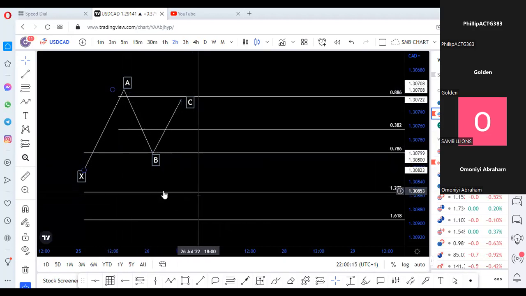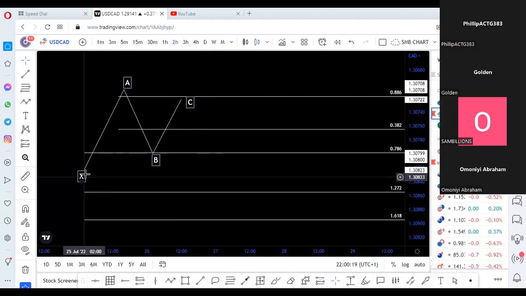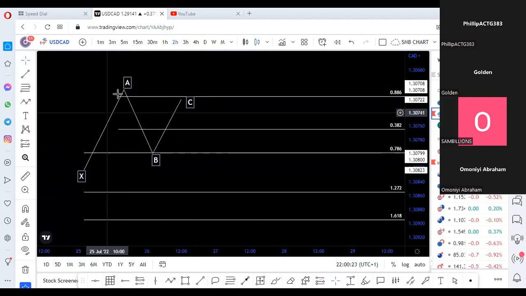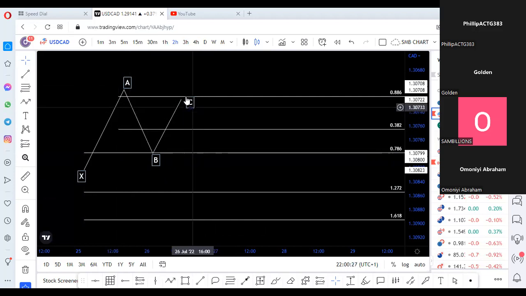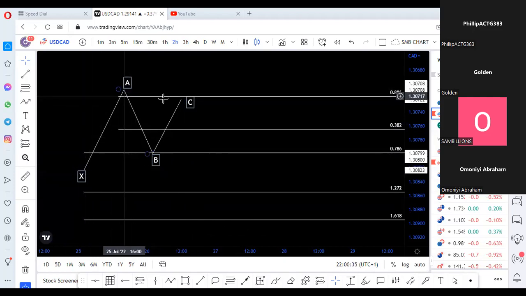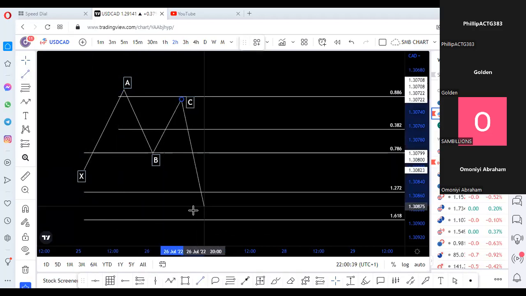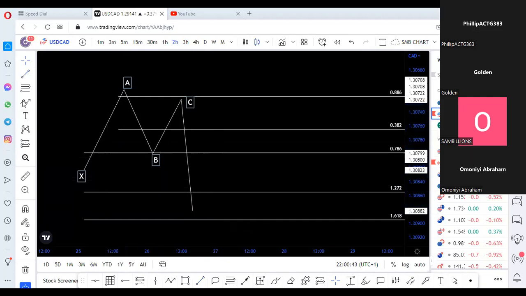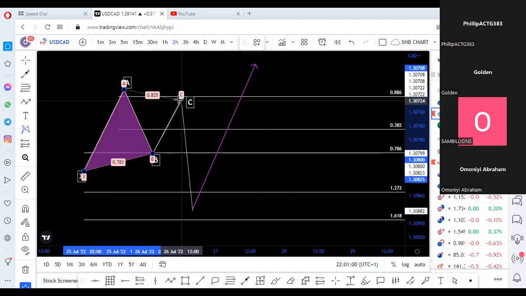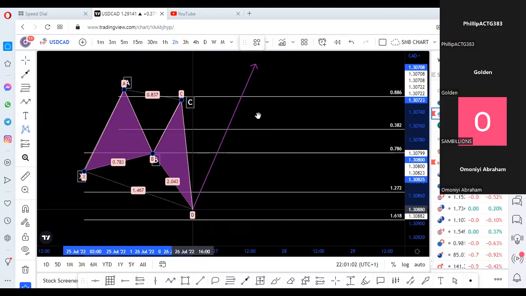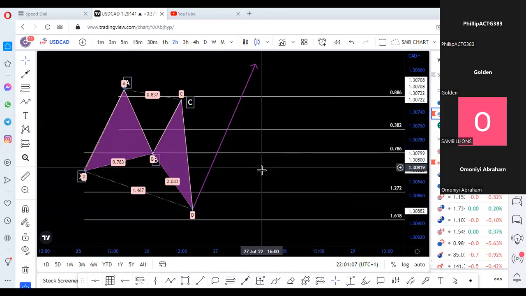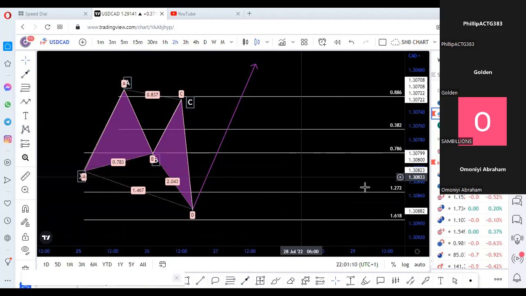Then to get the extension, which is the D leg for entry, your measurement is from X to this point A, this swing low here to this swing high here. The difference between this and Cypher is that for Cypher, to get your D, you measure point X to point C. But for this one, it is from point X to point A. So just draw the line to this zone here. This is the bullish butterfly.